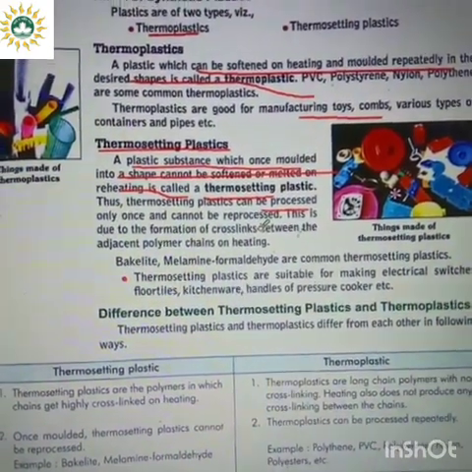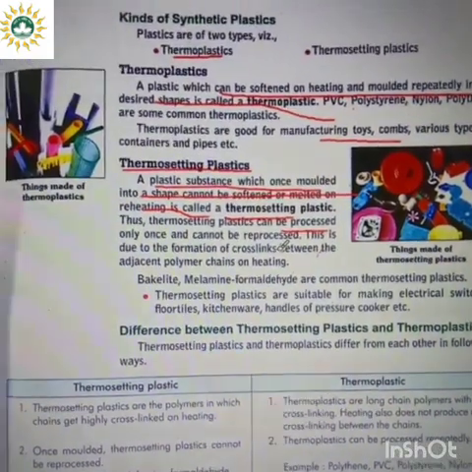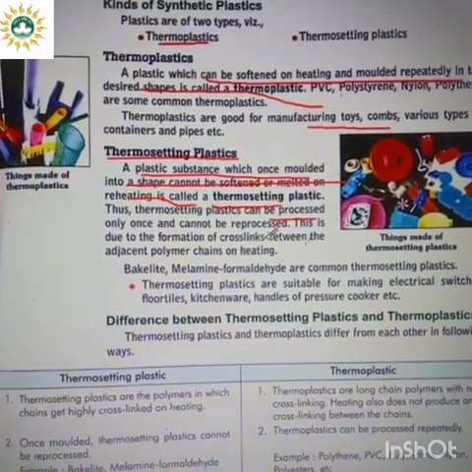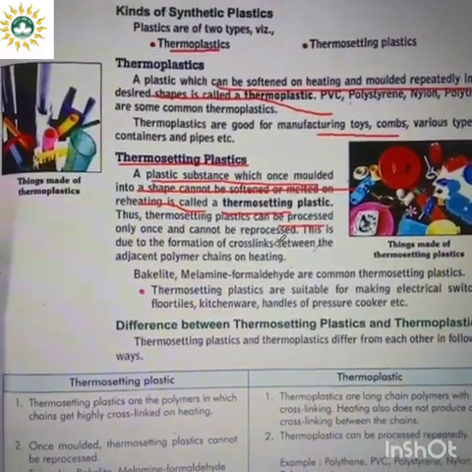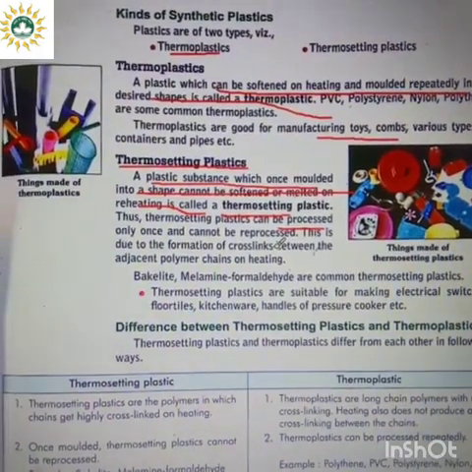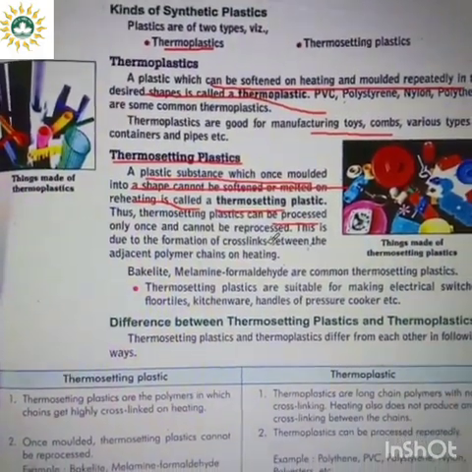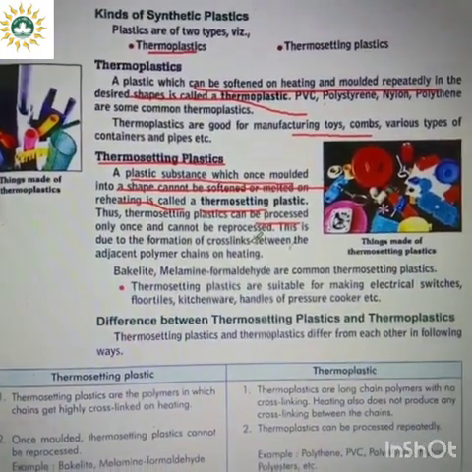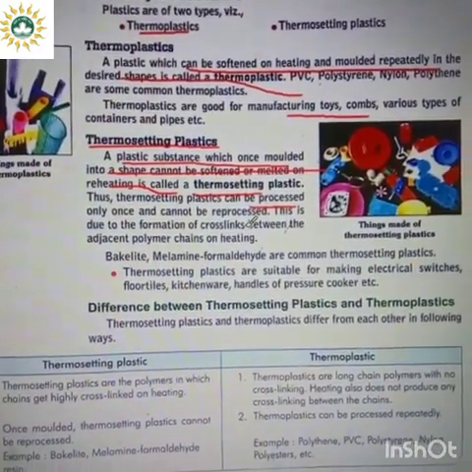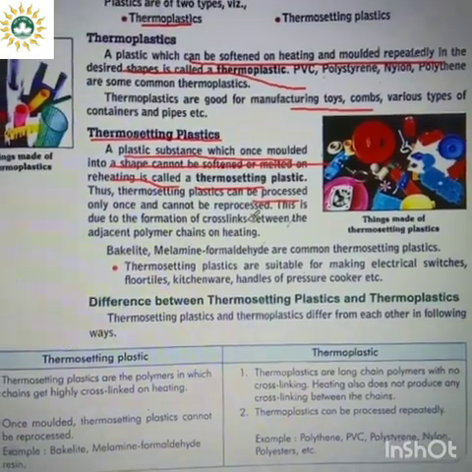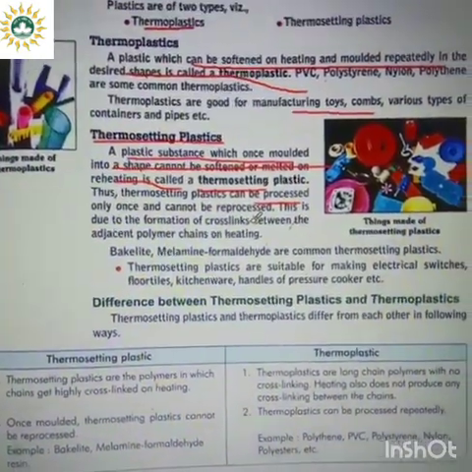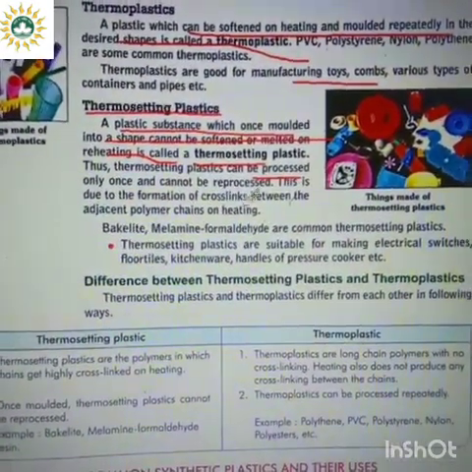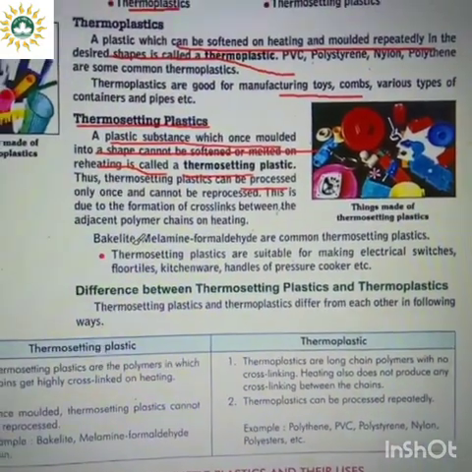And why can they not be reprocessed? Because they form cross links between the adjacent polymer chains. On heating, it is very difficult to break the cross-linking chains every time and form a different shape. That is why they cannot be reprocessed. What are the examples? We will see the examples.